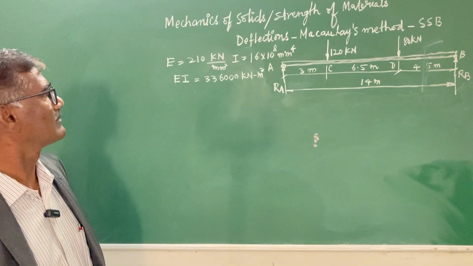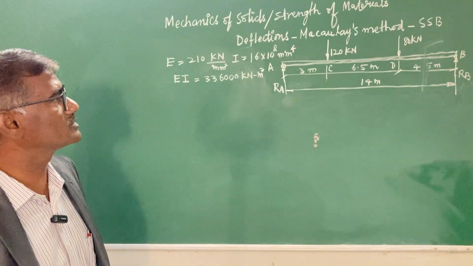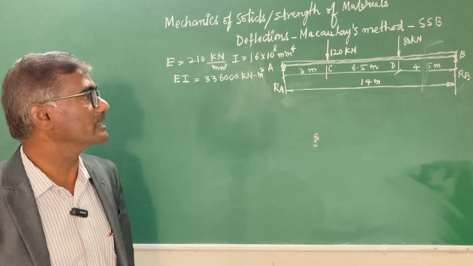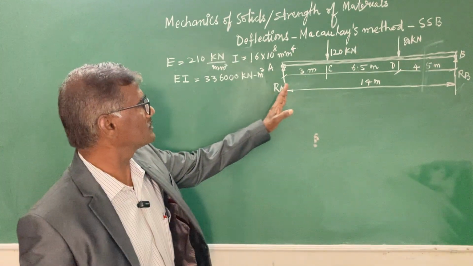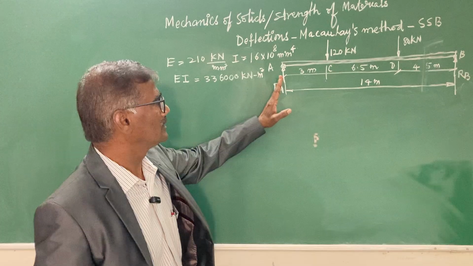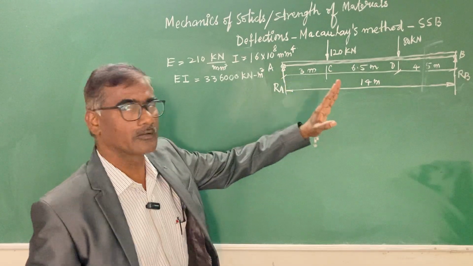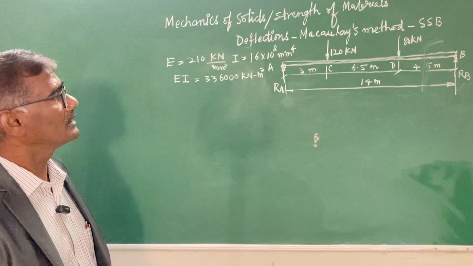In today's lecture, you will be understanding how to determine the deflections of a simply supported beam by Macaulay's method. In this particular method, we will be using a generalized bending moment equation. For that purpose, you have to find out the support reactions RA and RB for the given beam.